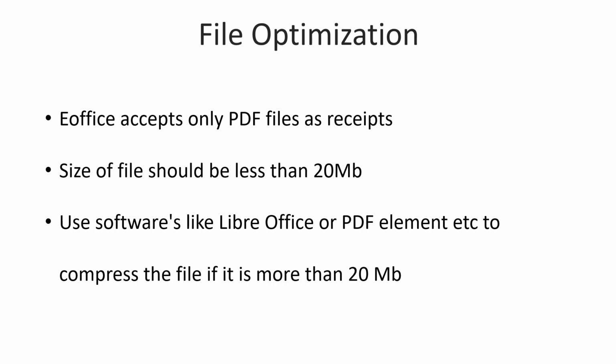In this video, we are going to explain about PDF optimization and creation of a new file as per scenario 1. We all know that eOffice accepts only PDF file as a receipt, and that PDF file should be less than 20 MB. If the file is beyond 20 MB, we need software like LibreOffice or PDF Element to compress the file.